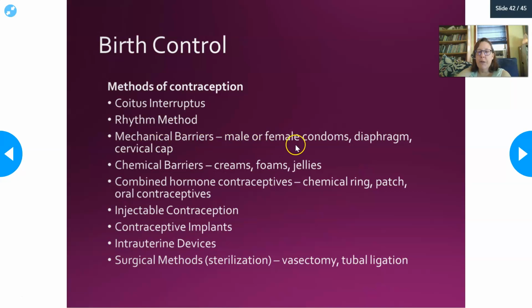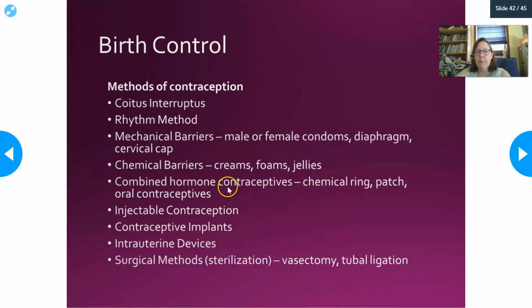Mechanical barriers are your male or female condoms, diaphragm, and cervical cap. Of course, the advantage of the male and female condoms is that they are a barrier that also prevents sexually transmitted diseases. The diaphragm and cervical cap just go over and block the entry up the cervix and into the uterus. Then you have chemical barriers, so creams, foams, and jellies that are spermicidal.